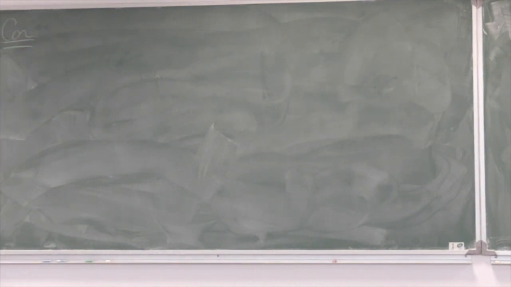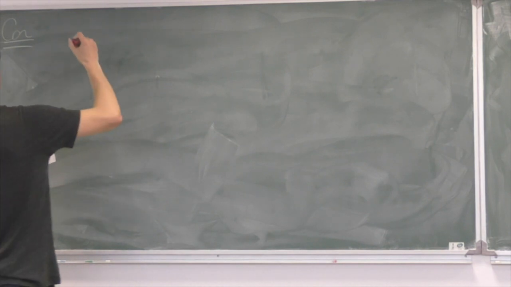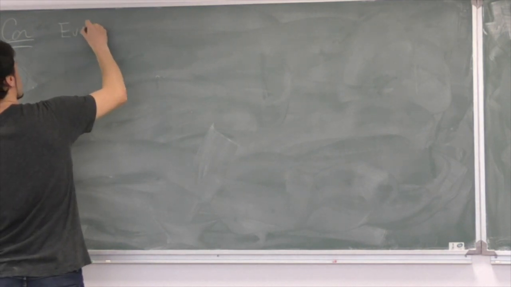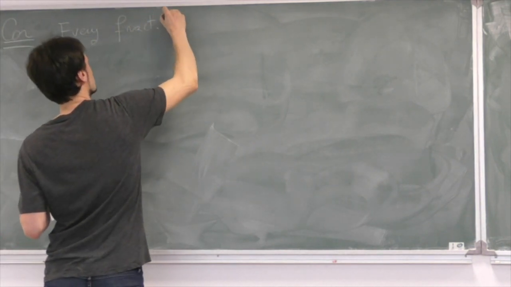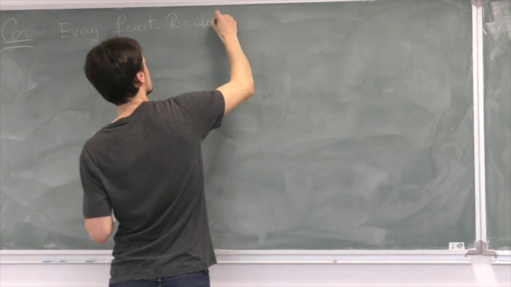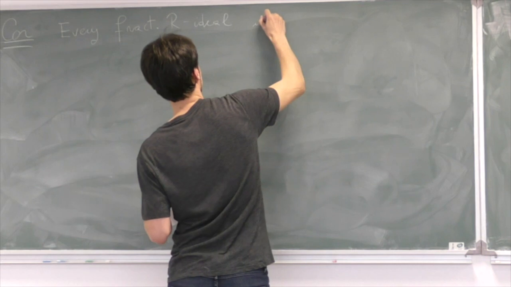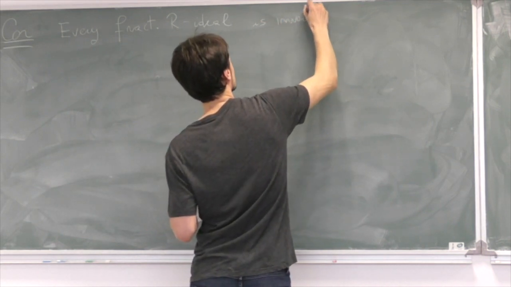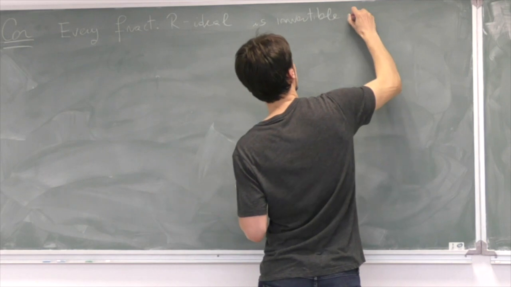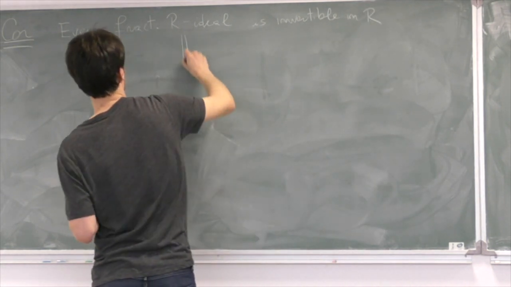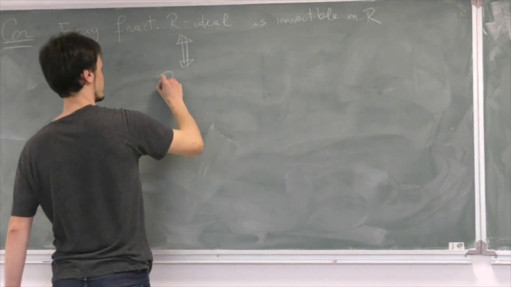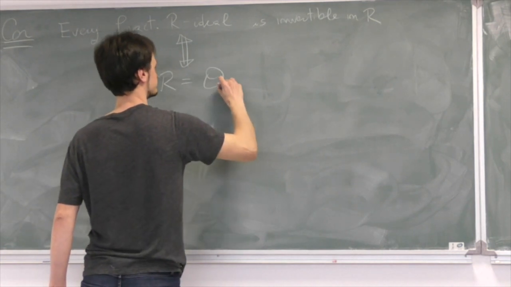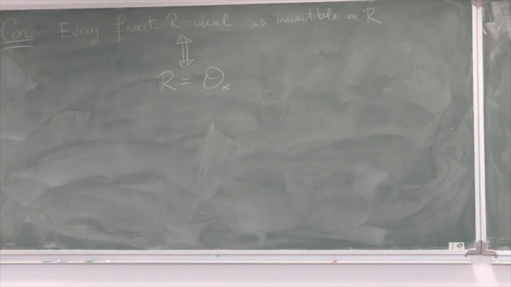Corollary. So R is an order, and we have that every fractional R ideal is invertible in R if and only if R is the maximal order. So R is equal to O_K. All right, let's give a proof.